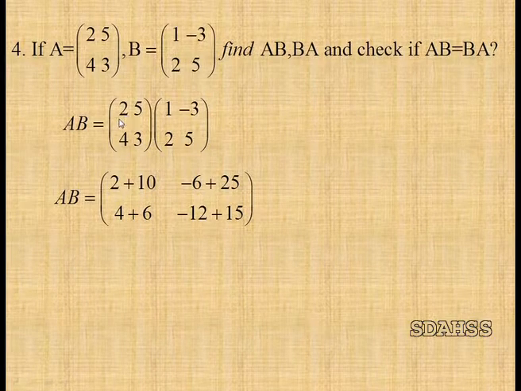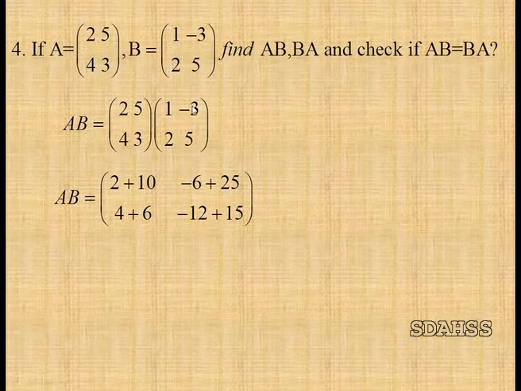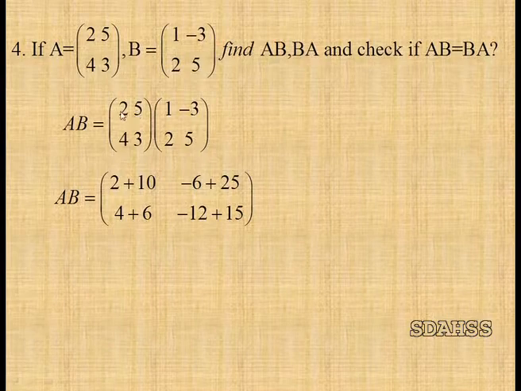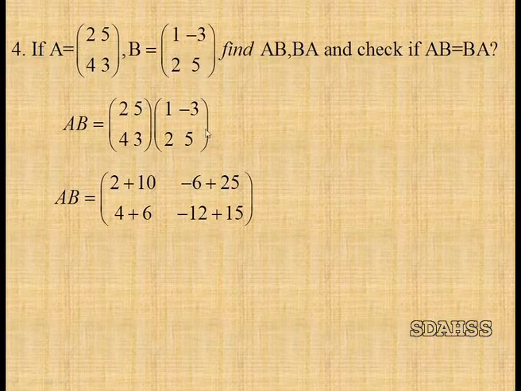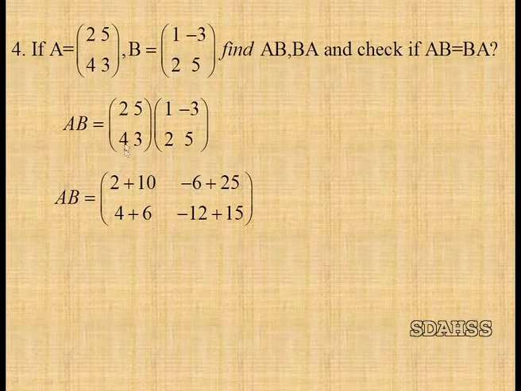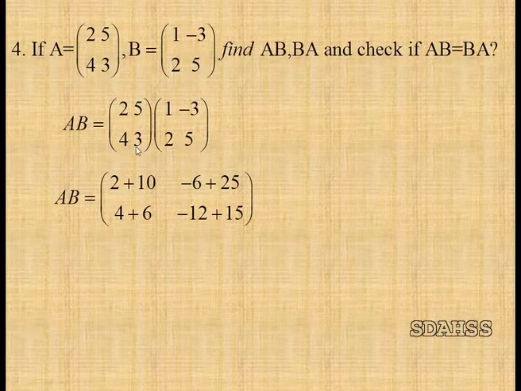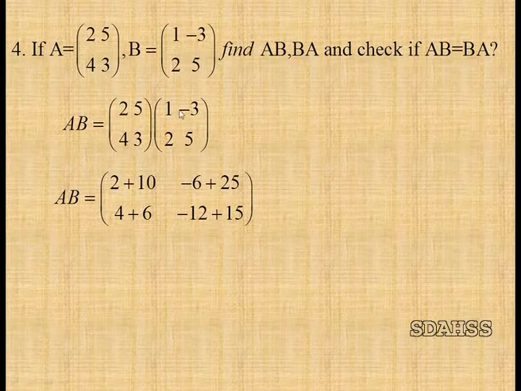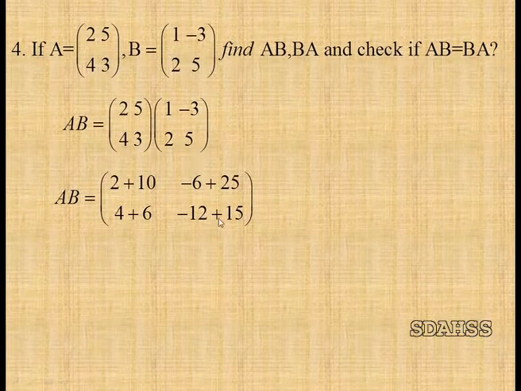Now multiply first row and second column. Then you will get 2 into minus 3, minus 6; 5 fives are 25. You will get this answer. Then multiply second row and second column. Then you will get 4 into minus 3, minus 12, plus 3 fives are 15.